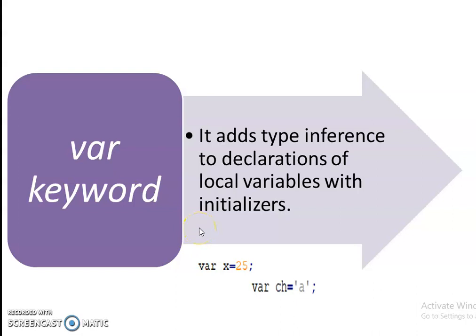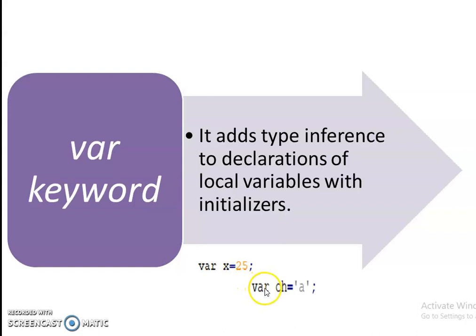Basically, it adds type inference to the declaration of local variables. Here you can see x, we are assigning 25 to x as a variable, and the keyword used is var. So it will automatically detect the data type of this x variable based on the assigned value. Here we are assigning an integer value to it. So the data type of x will be int, right?